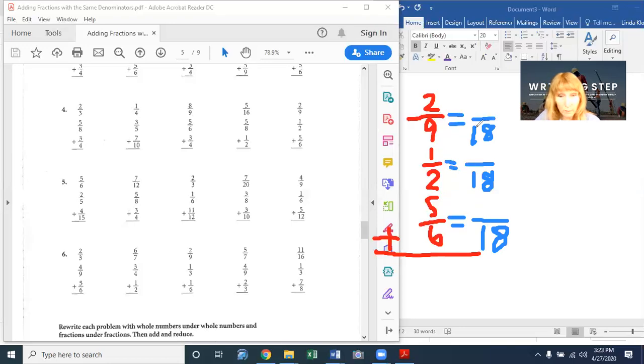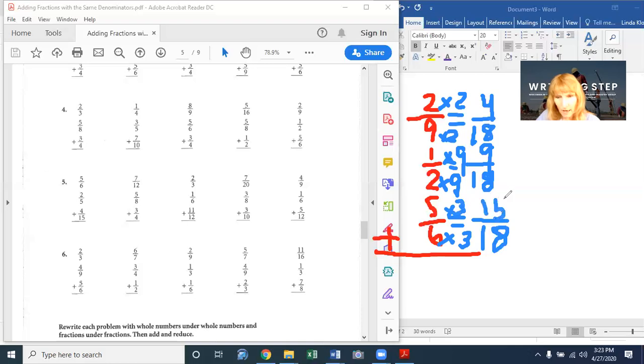So 9 times what gives me 18? 9 times 2. Make sure you times by 2 on top then. 2 times 2 is 4. 2 times what gives me 18? 9. I almost said it, didn't I? So times 9 on top. 1 times 9 is 9. And then 6 times what gives me 18? 6 times 3. And I times by 3 on the top. 5 times 3 is 15.